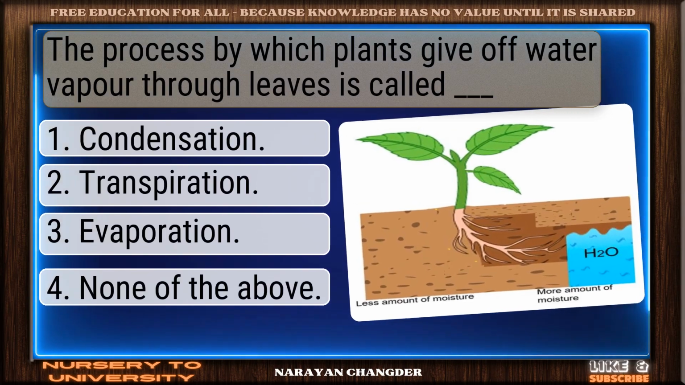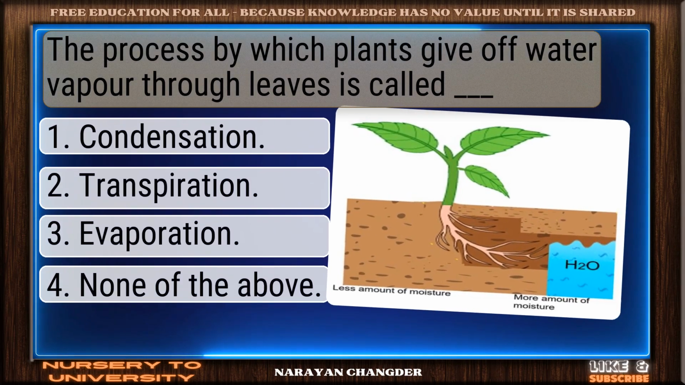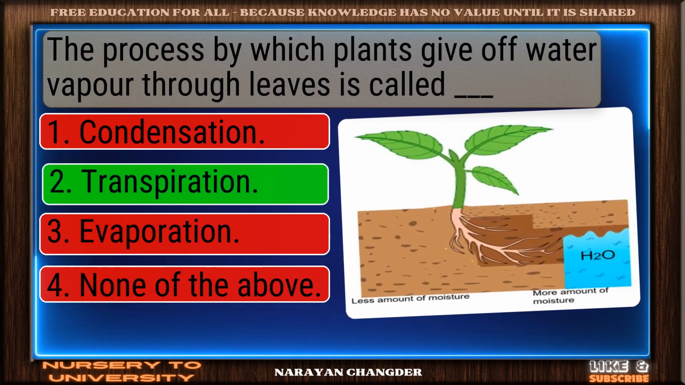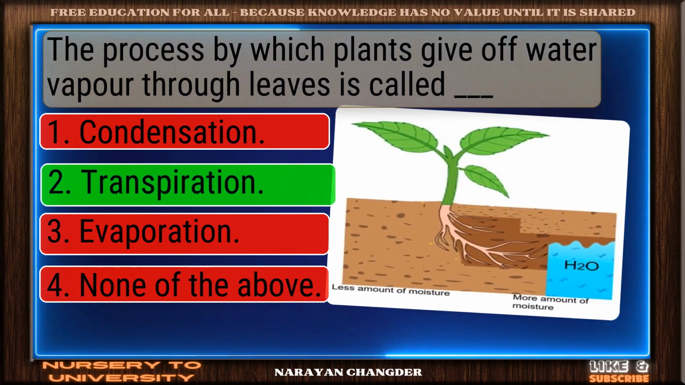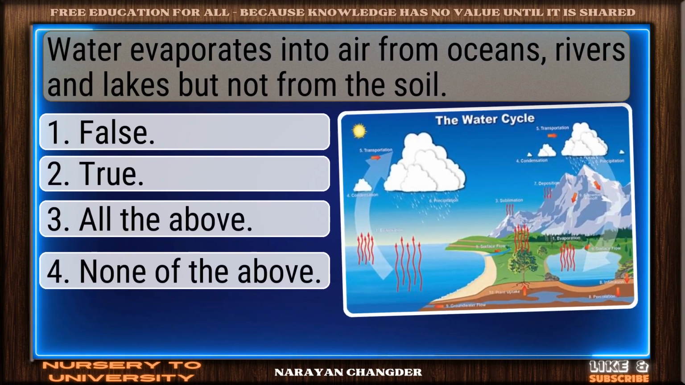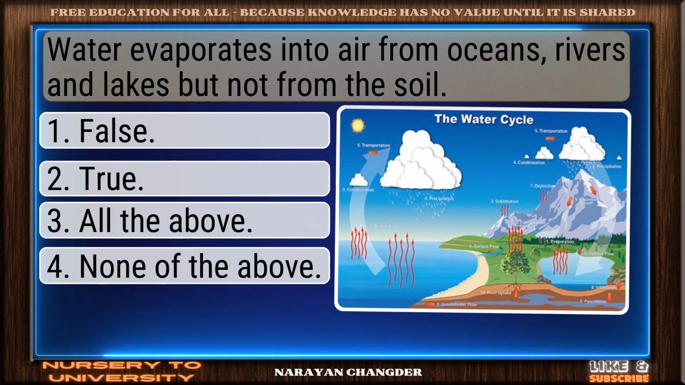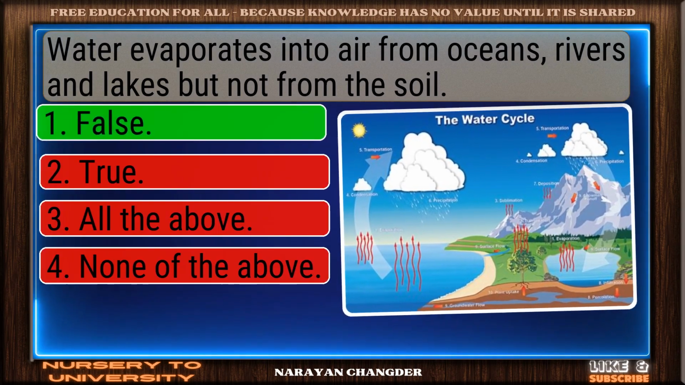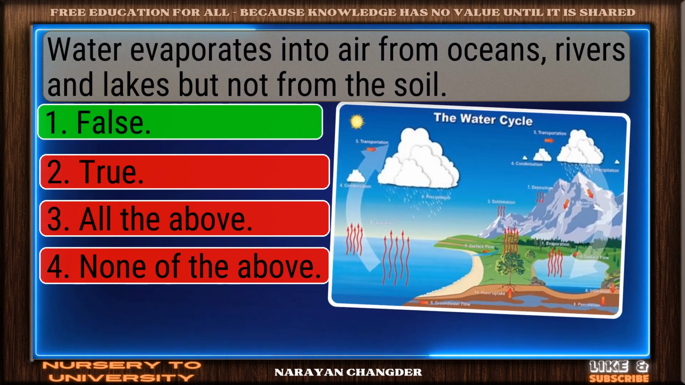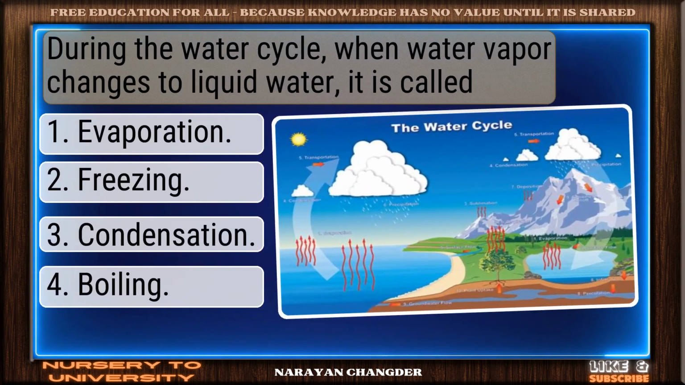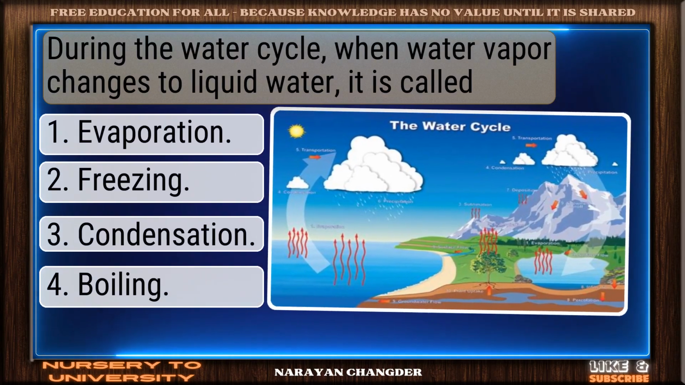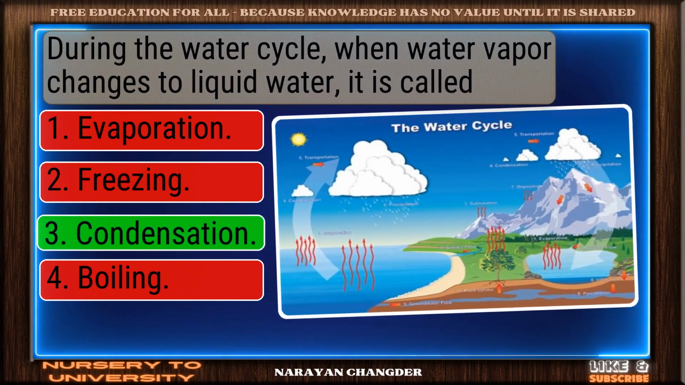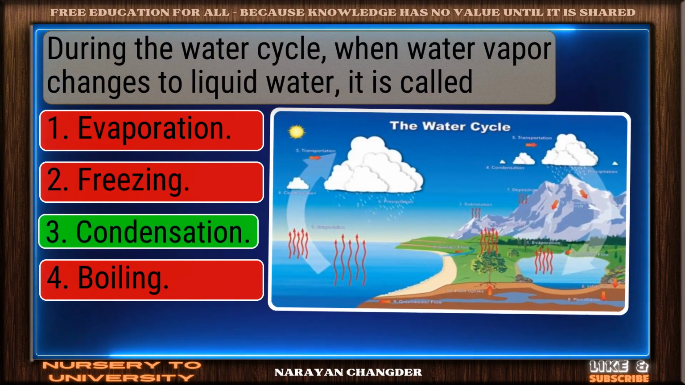The process by which plants give off water vapor through leaves is called dash. Good job. Your answer transpiration works well here. Water evaporates into air from oceans, rivers, and lakes, but not from the soil. Great thinking. False is the right choice. During the water cycle, when water vapor changes to liquid water, it is called. Clear logic. Your choice condensation is sound and 100% true.